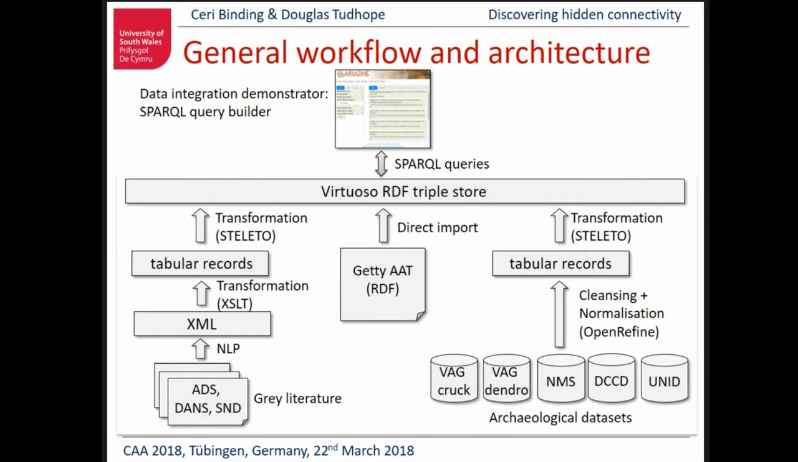Go fairly fast. So there's the general architecture of what we did. We have the various data sets that we took from ADS and from a number of other sources. We did a cleansing and normalization process on them because a lot of the data wasn't clean enough to really search across it properly, and I'll go into a little more detail on that. We did transformation of the data using a little tool that we've created called Stellito. It's a cut down version of our older Stella tool that's cross platform and very quick and nice and easy to use. And we also directly imported the Getty Art and Architecture Thesaurus into the system so we could use the structure of it within our queries in combination with the data that we'd transformed.